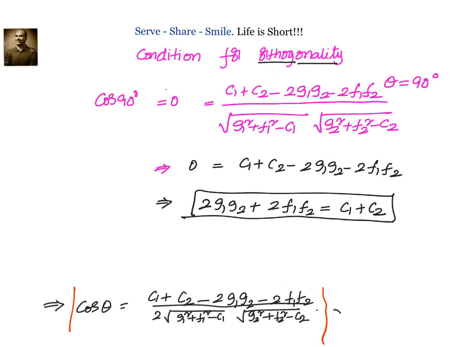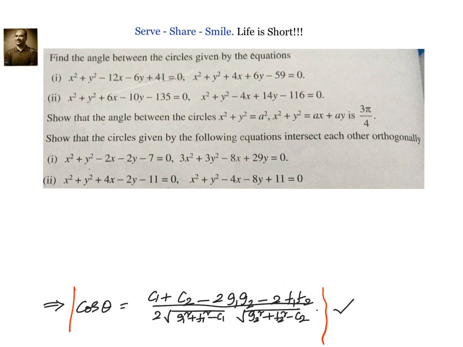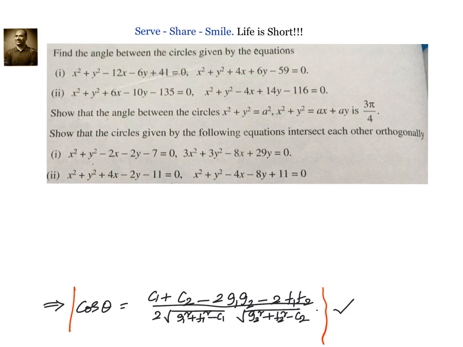So this is the formula for finding the angle between them, and this is the formula for proving the condition for orthogonality between two circles. Now let us do some problems based on these two formulas. Now let us try to solve some problems based on this. The first problem we are going to do is this one.